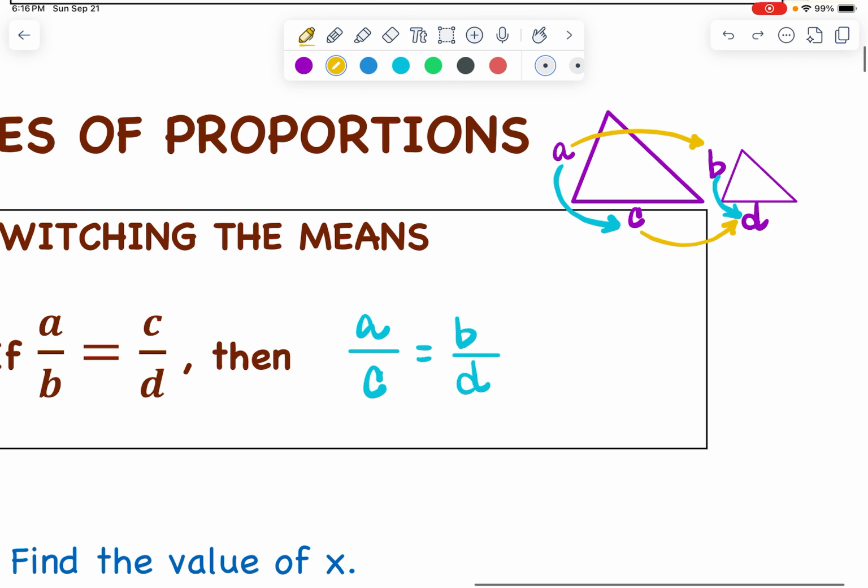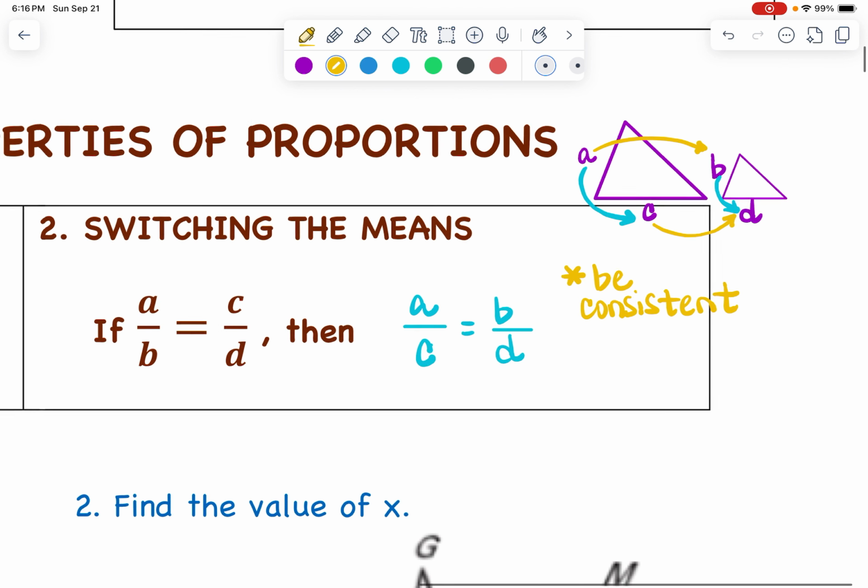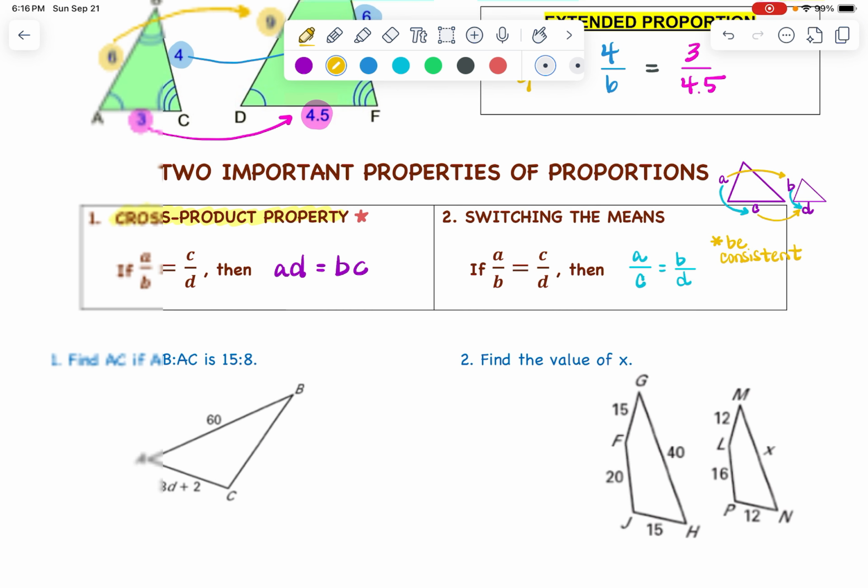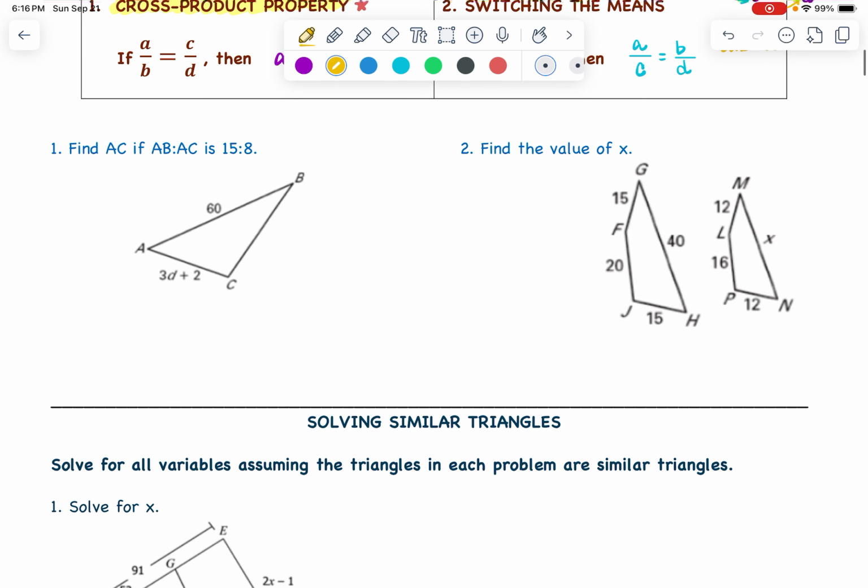All right. I think I've totally overtalked that. So I'm just going to write be consistent with your movements. All your arrows have to be starting and stopping in the same corresponding spot. All right. Let's finally do some questions. Here we go.